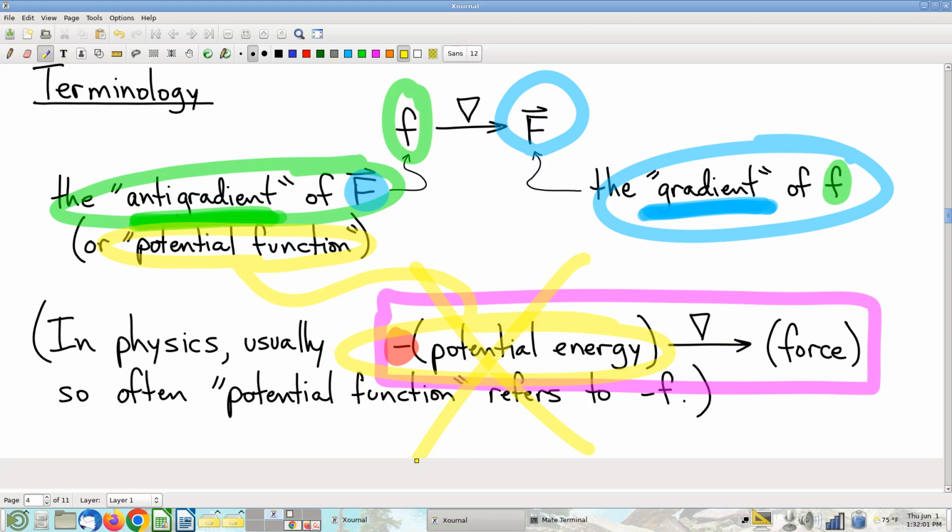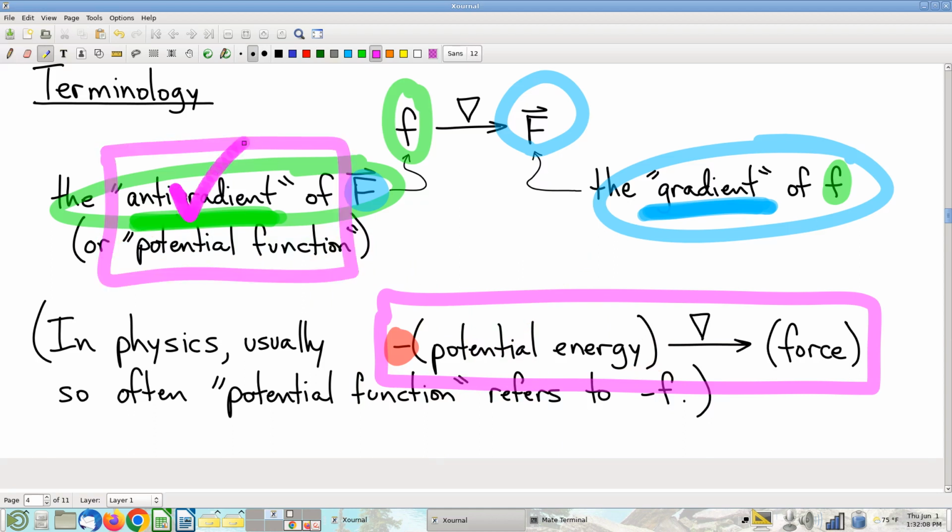So be aware, this terminology is out there. What I like to call the anti-gradient, you're going to hear called potential function. And okay, all right, fine. I don't judge, right? If you like potential function better, cool, whatever. I just have a strong preference for anti-gradient. So you're going to hear me say anti-gradient throughout this course. The book, by the way, will be using the term potential function. So just keep that in mind.